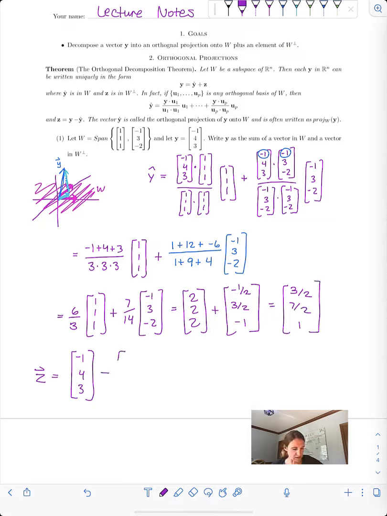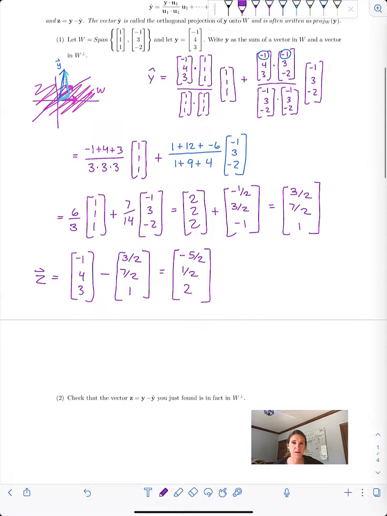Then to get z, we take y and we subtract out y hat, and we're left with -5 halves, 8 halves minus 7 halves, and 2.